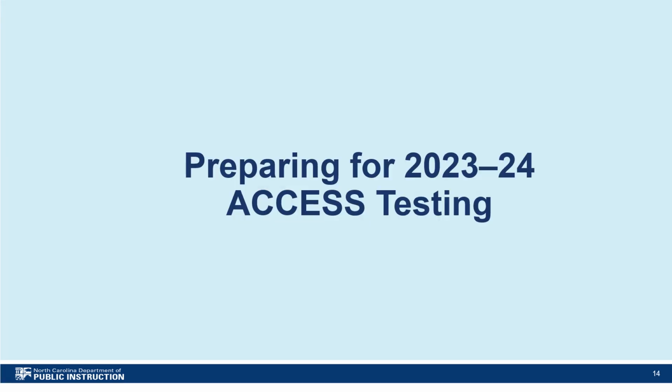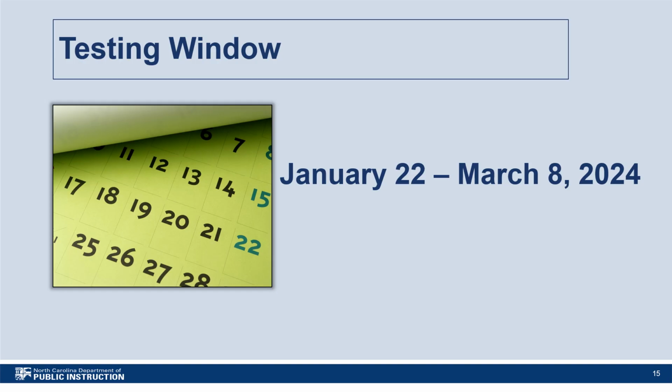Now we'll take a look at a few slides that will help you look ahead as we plan for ACCESS testing in 2023-24. Please mark your calendars. The test window in North Carolina for this year's ACCESS testing will be January the 22nd through March 8th, 2024.